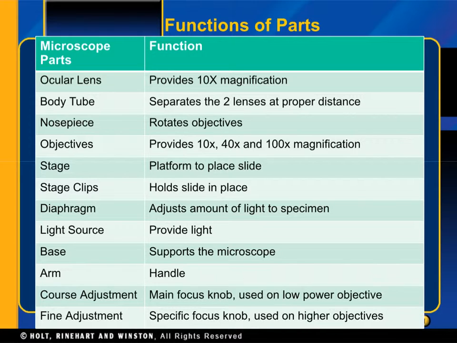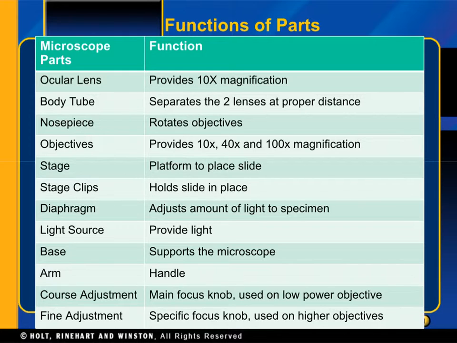All right, next piece is the stage. That is a flat platform to place the slide. Next one is the stage clips. The stage clips obviously hold the slide in place. Then we have our diaphragm. The diaphragm is an important part. It adjusts the amount of light to the specimen. You can make it get brighter or lower by a little knob. It's underneath the stage. Next one is the light source, and that's just a light that is provided for the specimen. Next piece is the base.